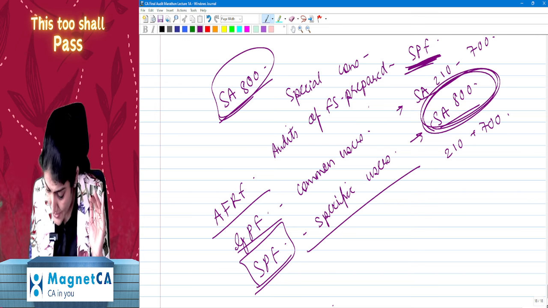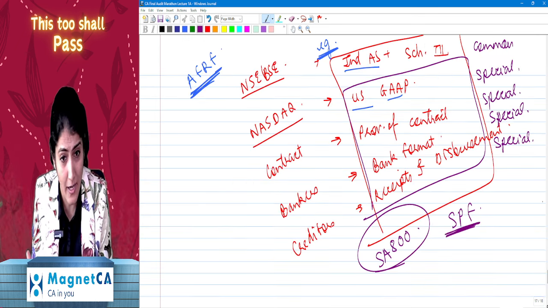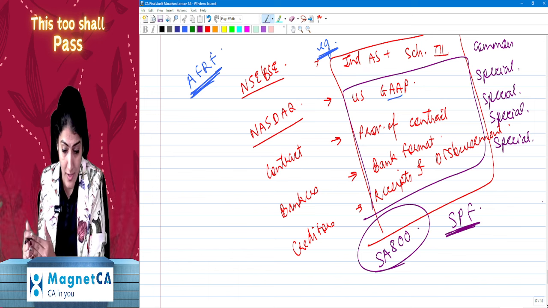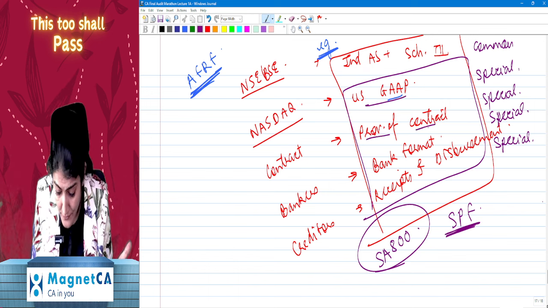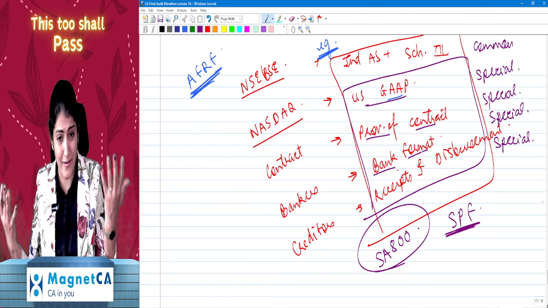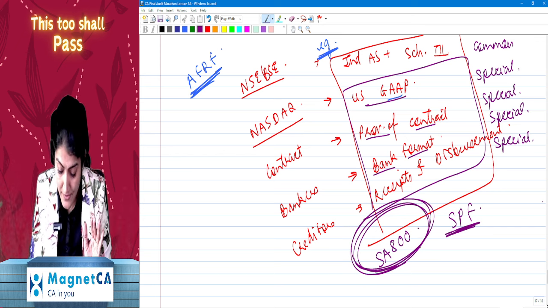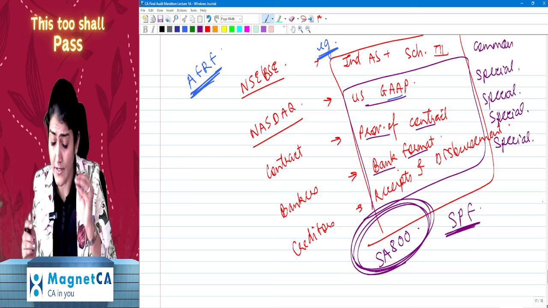So you know, financial statements are prepared as per Indian GAAP, Indian accounting standards, I don't need to follow SA 800. But if it is like US GAAP or provisions of a contract or some creditor banker, then we additionally also need to follow the requirements of SA 800.